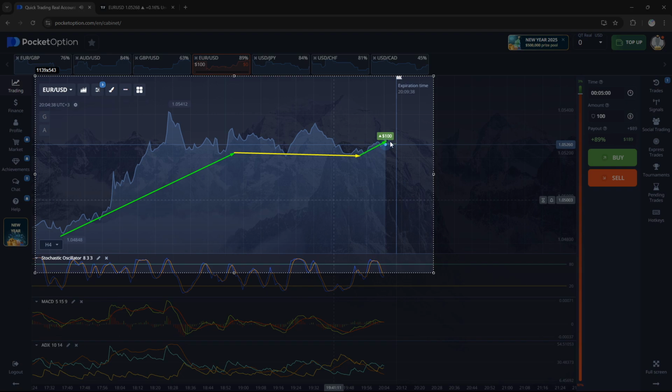Just take a look at these support zones showcasing the bulls' strength. Every time the bears try to take control, the market responds with a clear, "Not today, buddy."